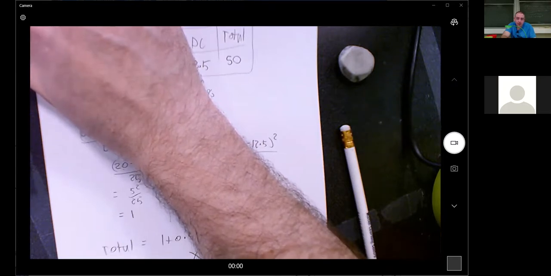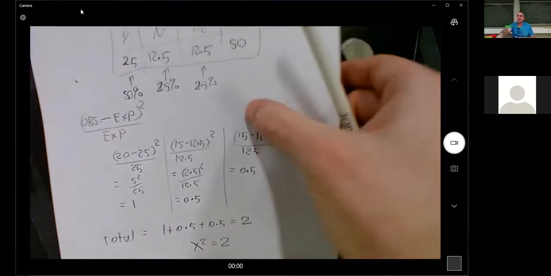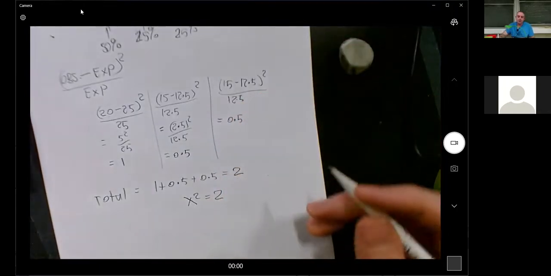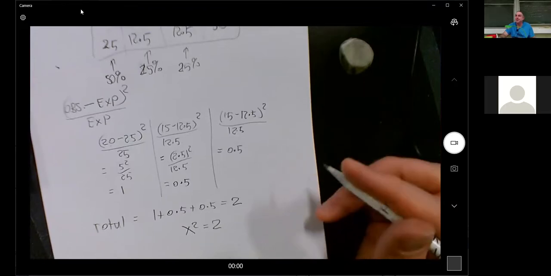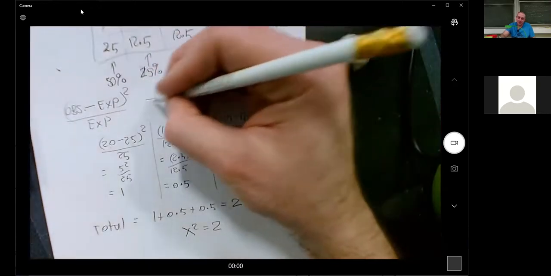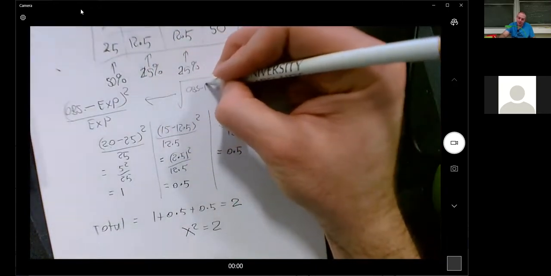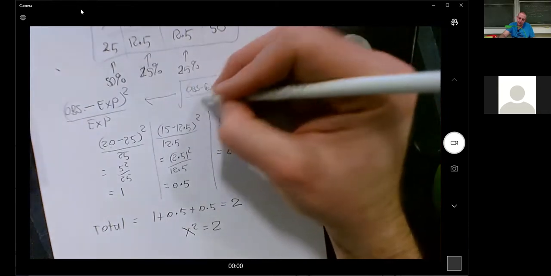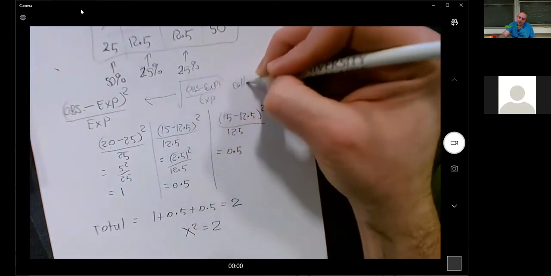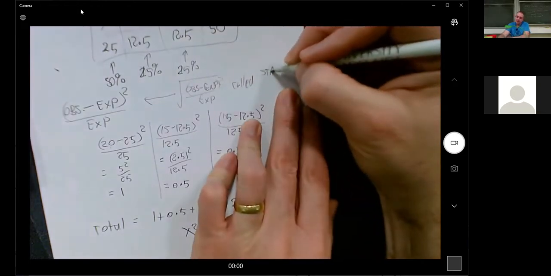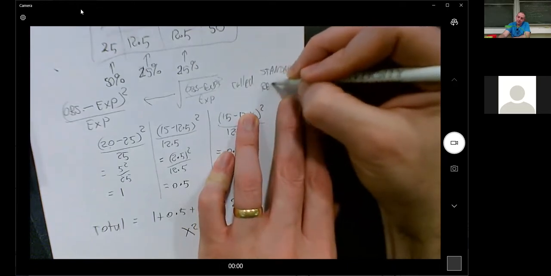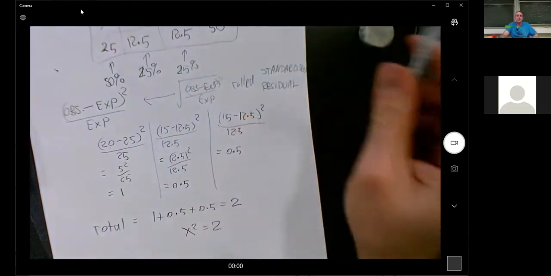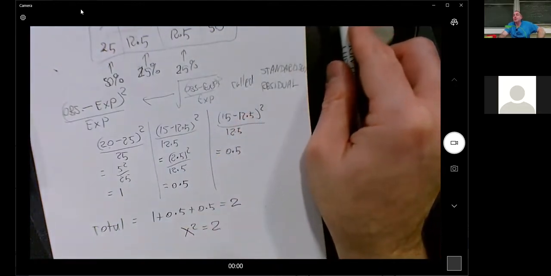No, but the square root of it has a name. It's called the standardized residual. It's the square of the standardized residual. Yep. So just a second, the square root of this. It's called the standardized residual. Whatever.